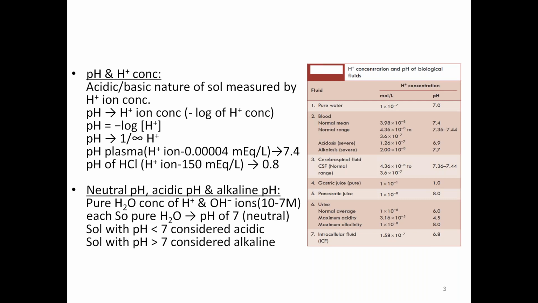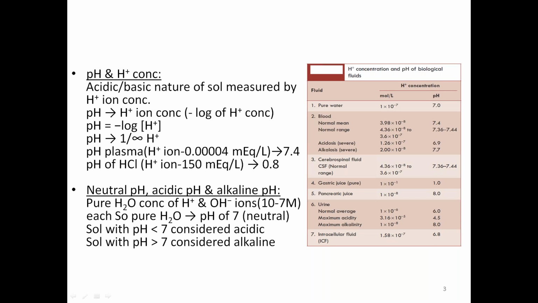Okay, what is pH? pH is defined as the negative logarithm of hydrogen concentration. Okay, and pH is equal to minus log of H plus ions in brackets. Okay, it's important that we know that pH and hydrogen ions are inversely related. Okay, and hydrogen ion concentration of 150, for example, 150 milliequivalent per liter will be 0.8.